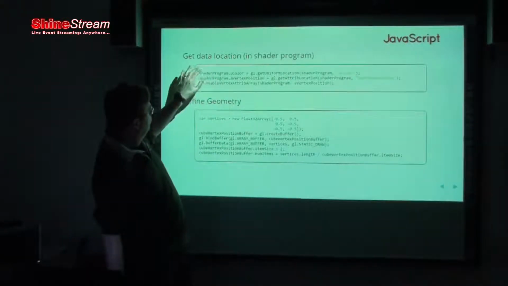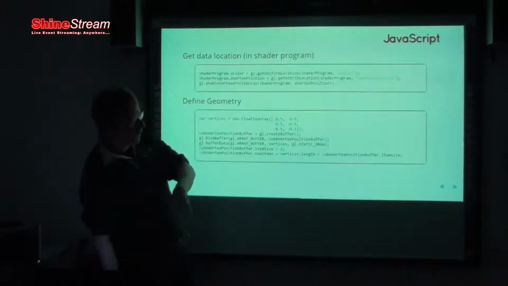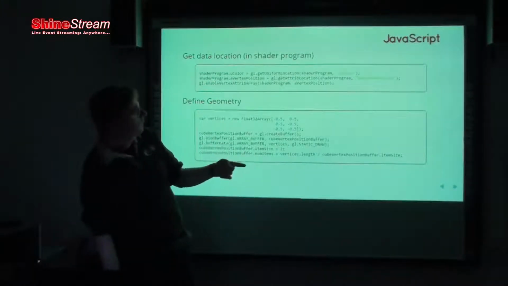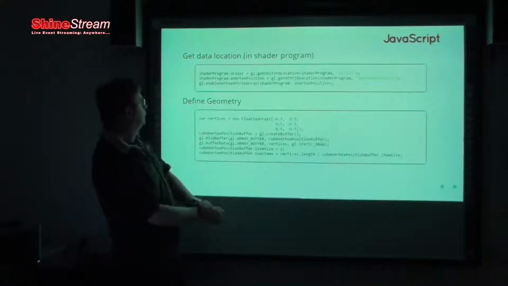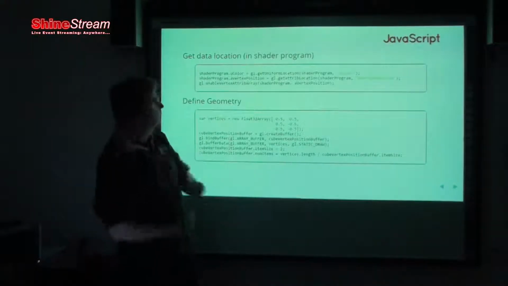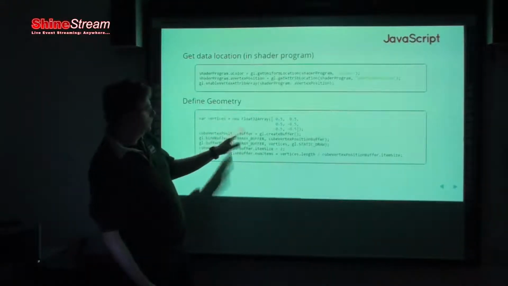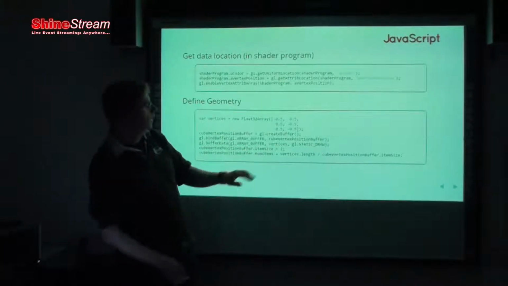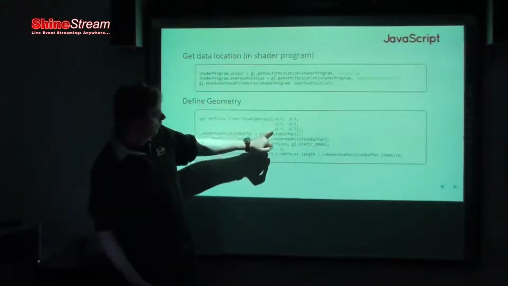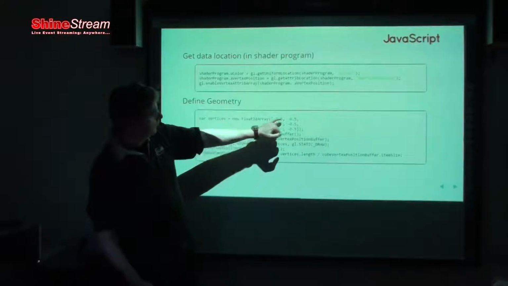Right. So we've now got the locations of the variables within the program. That allows us to write data to the program. So the next thing is we need some data to send to the program. So we're going to just draw a triangle, a two-dimensional triangle. So we have 3 points, x, y, x, y, x, y.